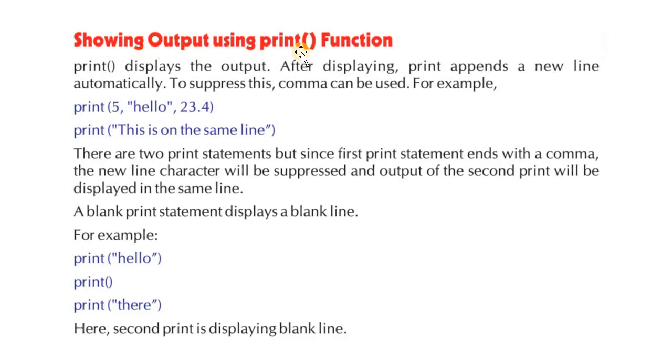Okay, now showing the output using the print function. So you see, this print function displays the output. After displaying, the print appends a new line automatically. However, to suppress this, we have to use a comma. Say for example, print 5, comma, see this is a string and again this is a number, and then write again, the command is print, this is on the same line. Now here there are two print statements, but since the first print statement ends with a comma over here, the new line will be suppressed and the output of the second print will be displayed in the same line over here. Okay. Now a blank print statement displays a blank line. So if you just do this, then the second print will be basically a blank line.